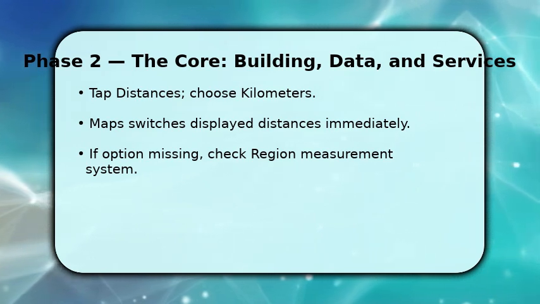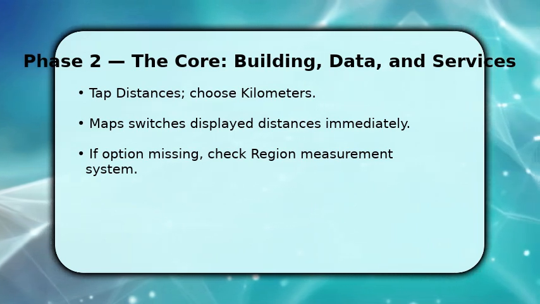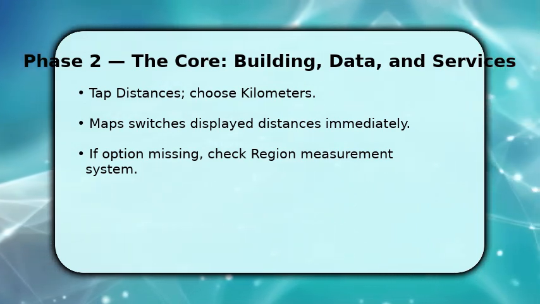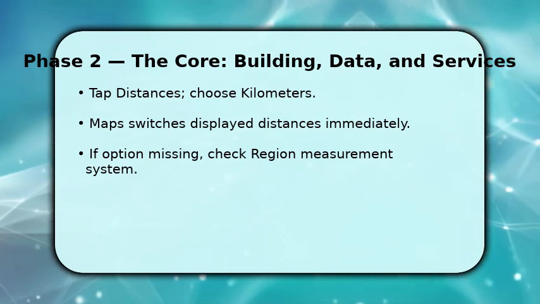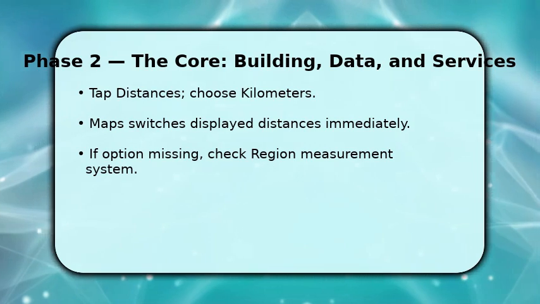If you don't see a distances setting, make sure your region's measurement system is metric under Settings, General, Language and Region, because Maps can inherit that. Once done, make sure to relaunch Maps so it reloads the display rules and reflects the new setting.